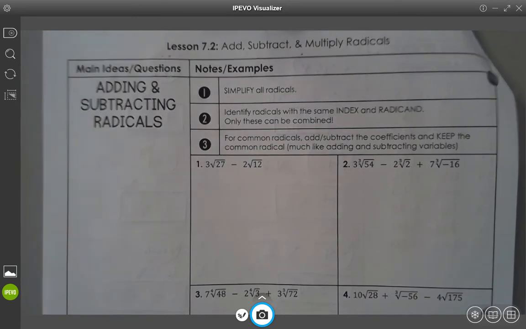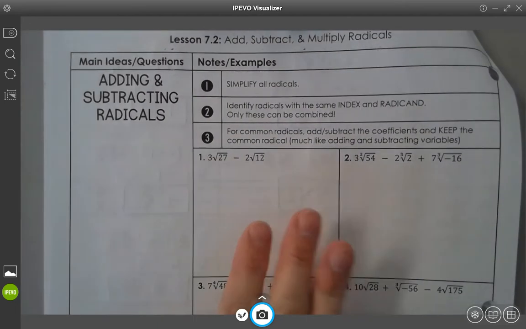For example, what is 2x plus 3x? 5x. Your x just stays x, right? You don't do anything else with that. Can you add 2x plus 3y? No, because they're different variables. Can you add 2x plus 3x squared? No, you can only add 2x and 3x. They're like terms. So that's basically how it works with radicals.